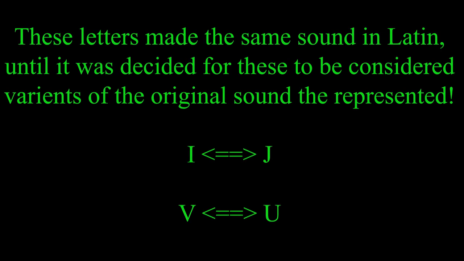Also, originally, the Latin script had 23 letters, so we're still missing 3 letters. J and U were added later as variants of the letters I and V.